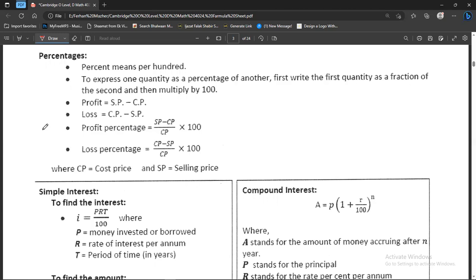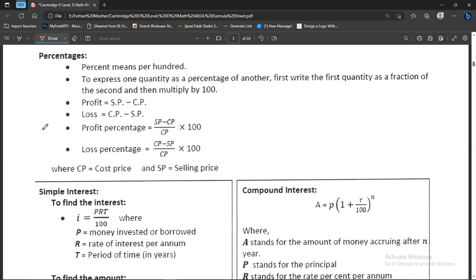To express one quantity as a percentage of another, first write the first quantity as a fraction of the second, and then multiply by 100. I can give you a very good example. Normally a question is: represent the profit as a percentage of cost. So that will be profit divided by the cost, multiplied by 100. Sometimes they say represent the profit as a percentage of sale. Then you write profit by sale, multiplied by 100.